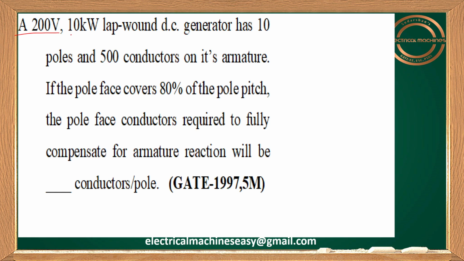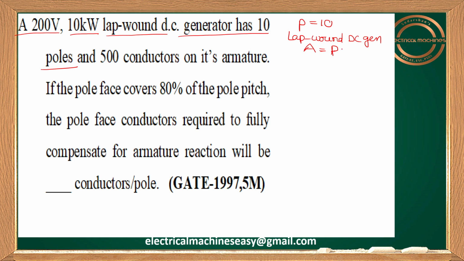A 200 volts, 10 kilowatts lap wound DC generator has 10 poles. That means he has given you the number of poles: 10. And it's a lap wound generator. You know, for lap winding, the number of parallel paths A is equal to the number of poles. If it is a simplex winding, if nothing is given, you can take it as simplex winding.